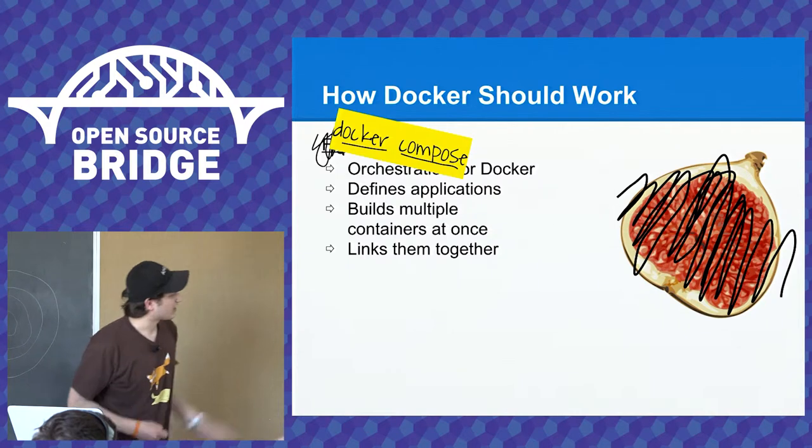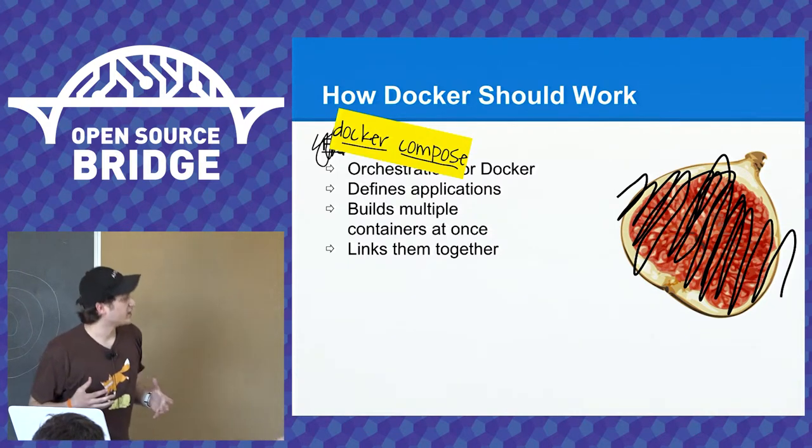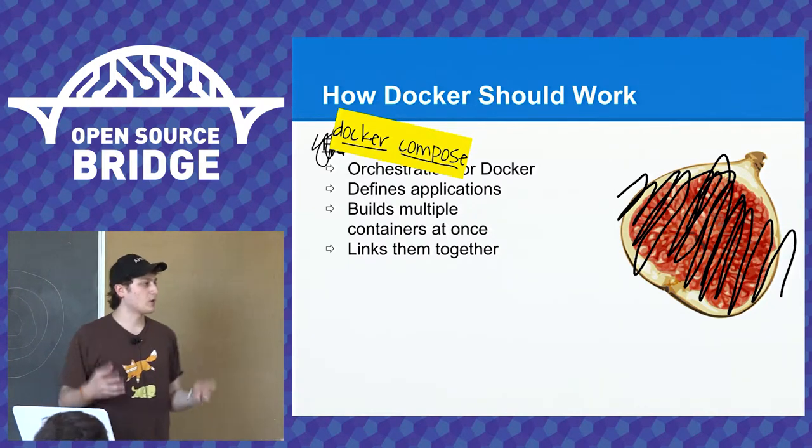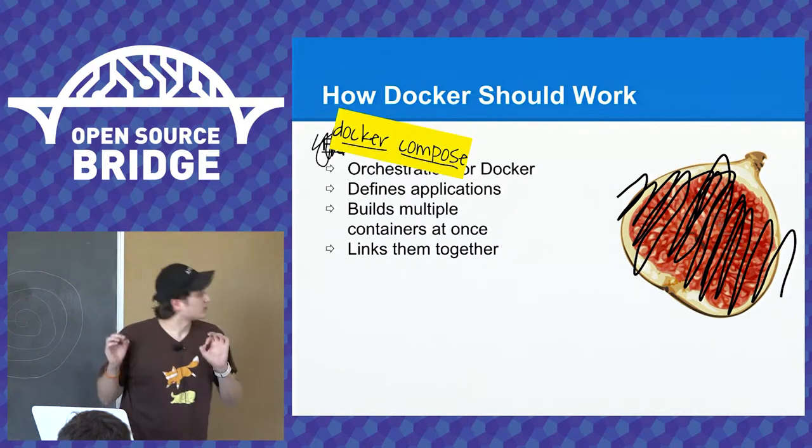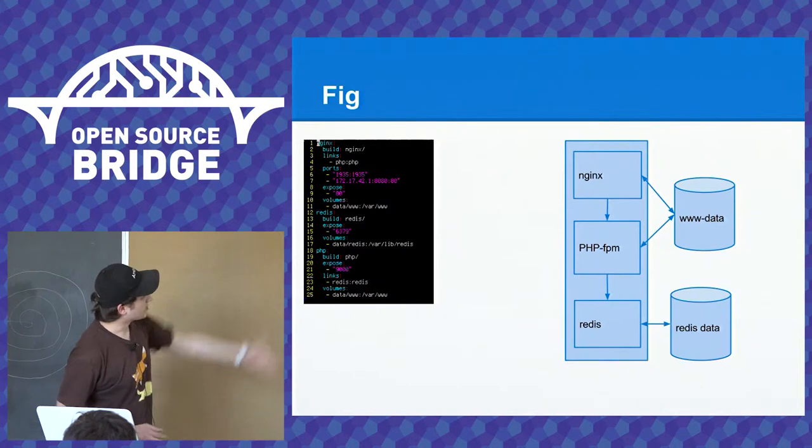It's orchestration for Docker. It defines applications out of multiple containers, and it builds multiple containers at once into one application and links them all together persistently, which is super nice. It's the way Docker should be. This is what a fig file looks like.